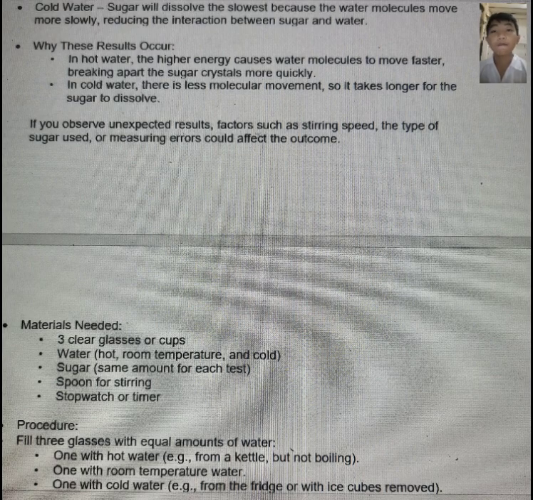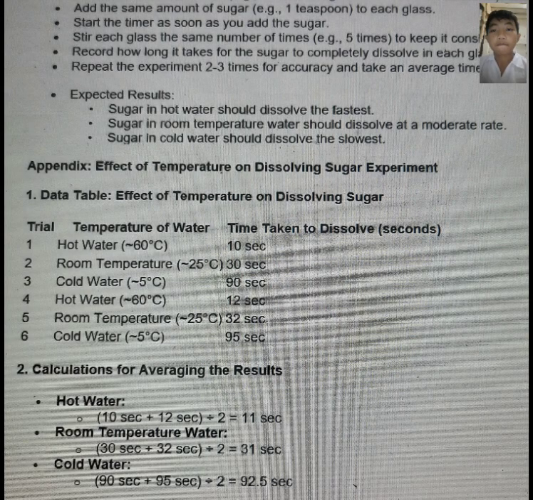Procedure: fill three glasses with equal amounts of water, one with hot water, one with room temperature water, one with cold water. Add the same amount of sugar, one teaspoon, to each glass. Start the timer as soon as you add the sugar.